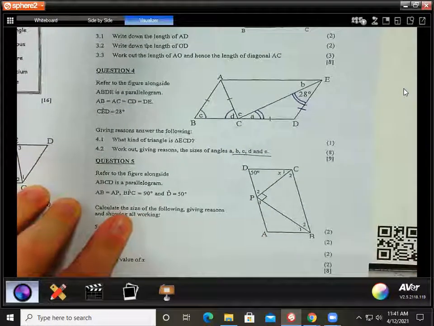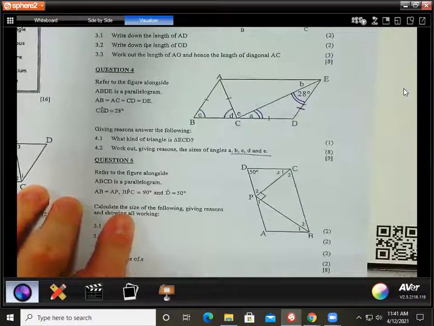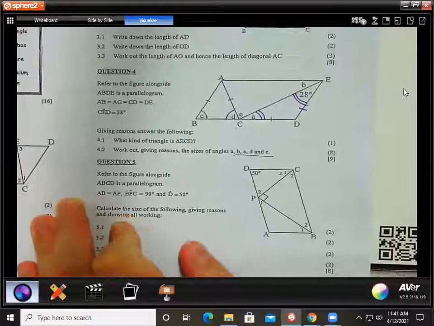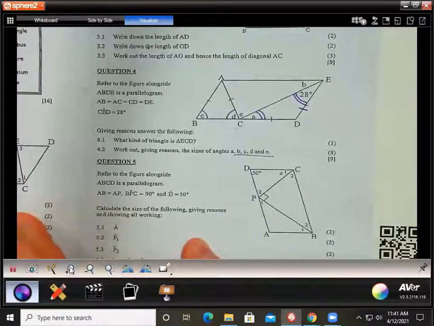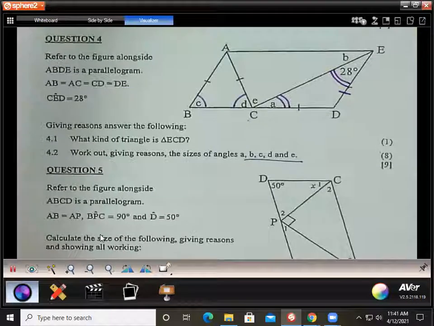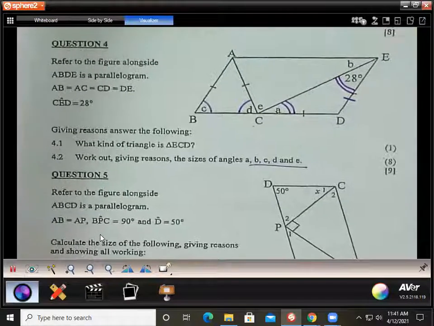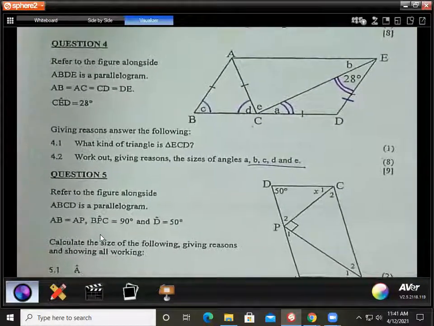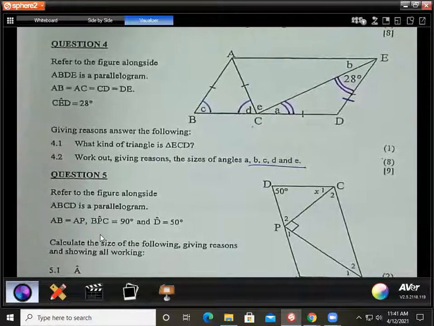So I will zoom in a bit here so that you can work from the board. But then if you don't finish in class, guys, you're going to have to finish it at home, please. So I'll post it on Google Classroom as well. All right, get going, get going.